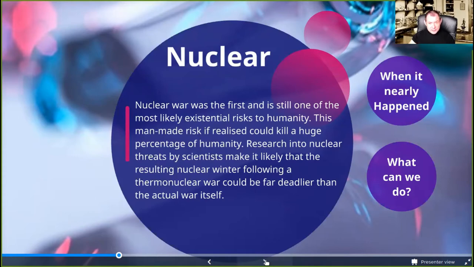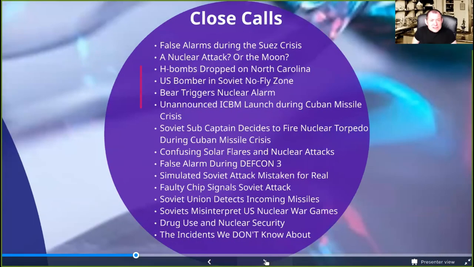This is worrying. So let's talk about some close calls. I'm going to spend the next 10 minutes or so discussing some of the times when nuclear war nearly happened. Now, there are too many to discuss in just 10 minutes, because nuclear war nearly happened so many times since nuclear weapons were first developed. So I'm just going to talk about some of the major close calls. There are many more than I'm discussing.